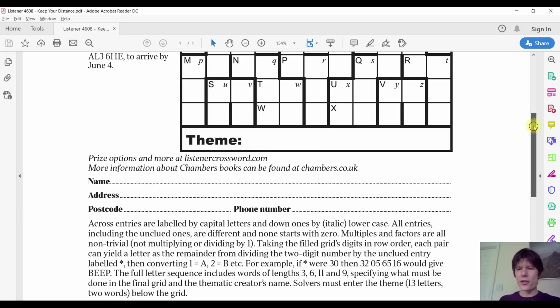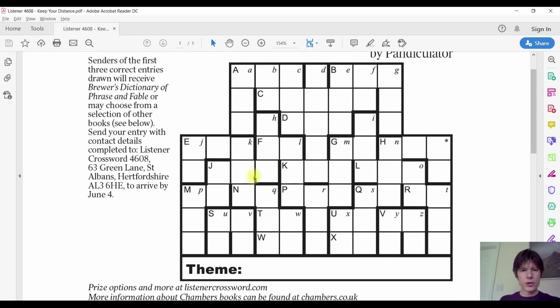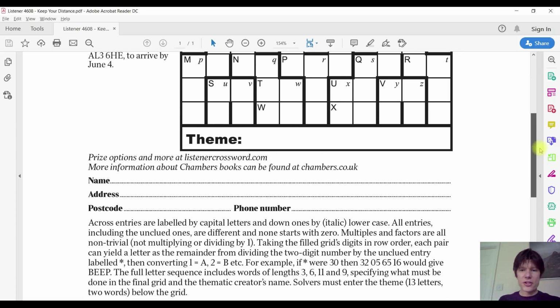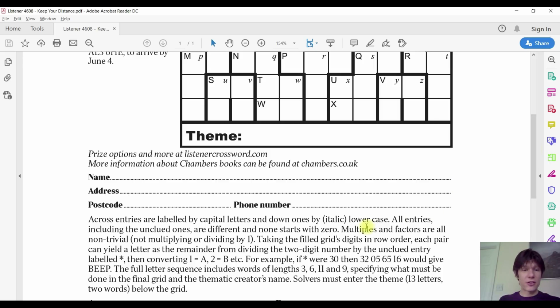It does mention unclued entries, so let's just have a quick look at the grid. And you can see that this entry here is unclued. This capital J refers to this 3-digit across entry, but this 2-digit down entry doesn't have a letter. And also this 2-digit entry doesn't have a letter either, although it does have a star, which is mentioned in the instructions later. And the instructions continue that multiples and factors are all non-trivial, so not multiplying or dividing by 1, again, fairly standard. And just to save a bit of time on the video, I'll just mention that the rest of the instructions aren't necessary for the purposes of filling the grid, so we'll just skip those for now.